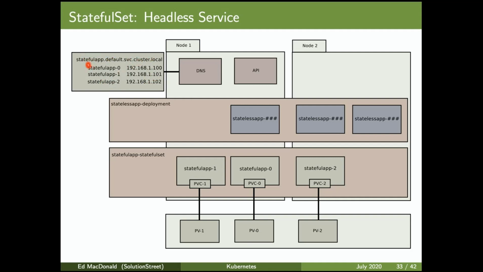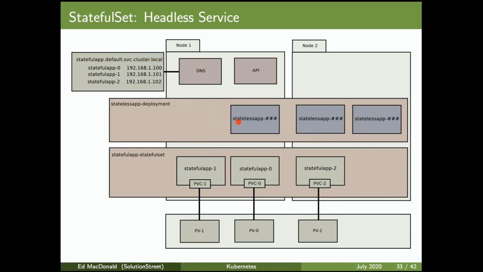Just a note on this name here: stateful app is the name of this stateful set. Default is the namespace that it was created in. Service is just hard-coded saying that this is a service, and cluster local is the default top-level domain for Kubernetes applications. You're free to change that, but I don't know that you would want this to be solutionstreet.com. That's handled elsewhere. This is just the top-level domain for pods within your cluster.